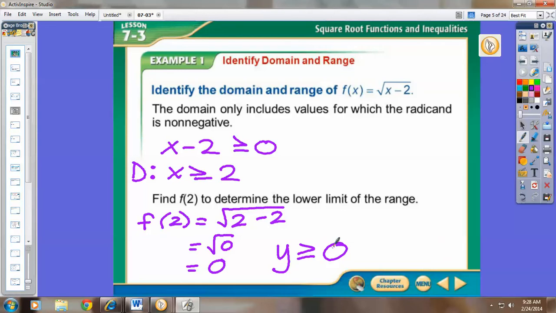Greater than or equal to 0. So our range is greater than or equal to 0. Yes, our range: y is greater than or equal to 0.